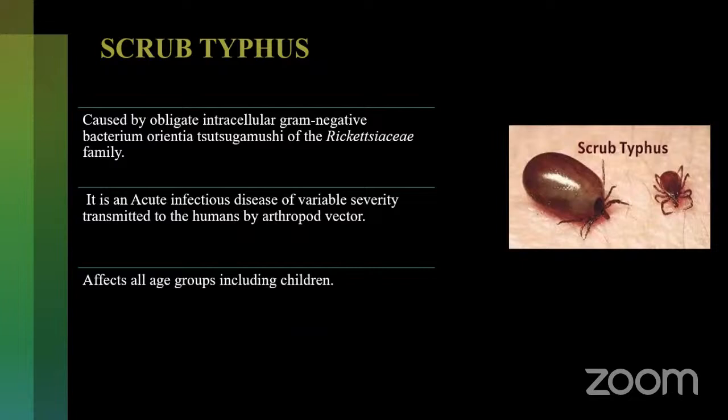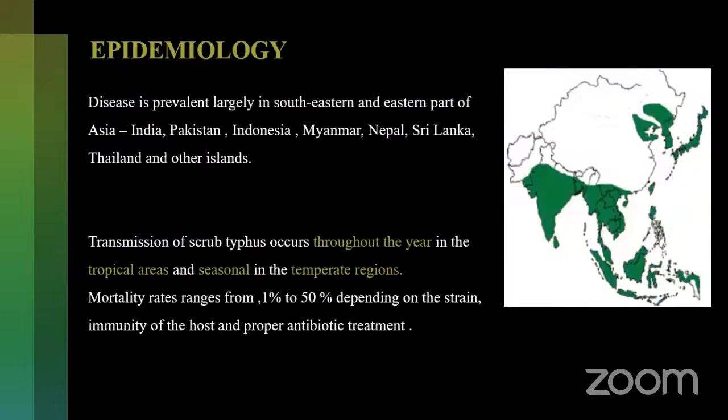So now coming to scrub typhus. So scrub typhus is a disease which is caused by an obligate intracellular gram-negative bacterium called the Orientia tsutsugamushi, belonging to the Rickettsia family. So this is an acute infectious disease of variable severity. We see variable severity, and it is transmitted to the humans by the arthropod vector. It can be seen in all age groups, including children.